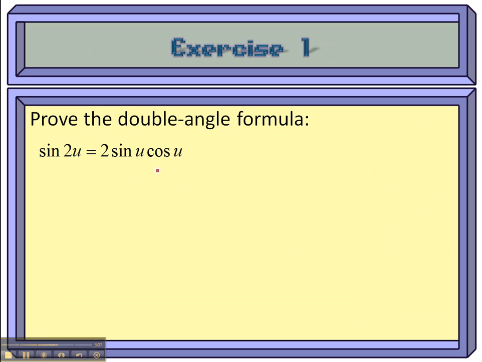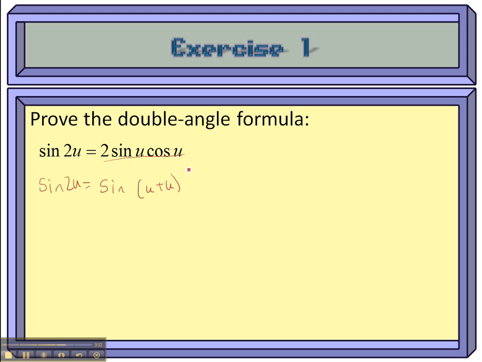Sine 2u is equal to 2 sine u cosine u. When you prove these, verifying an identity, you start with one of the sides. Here we're going to start with sine 2u, and then I have to show it looks exactly like this. So 2u is the same thing as u plus u, so I'm just going to substitute that in. So sine of u plus u.